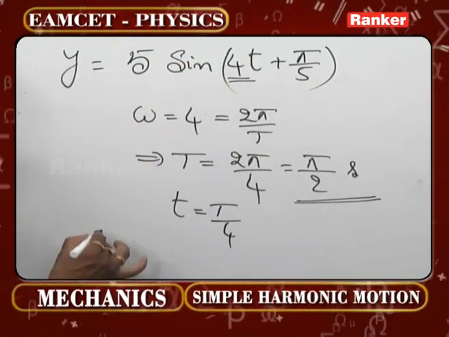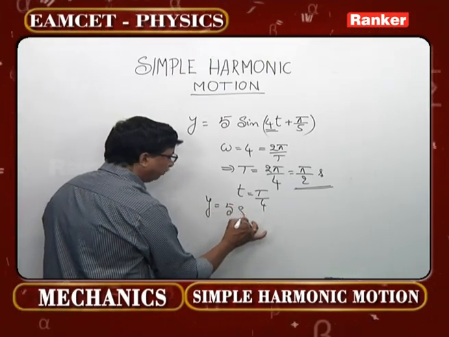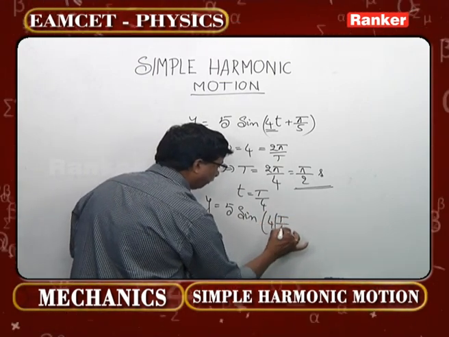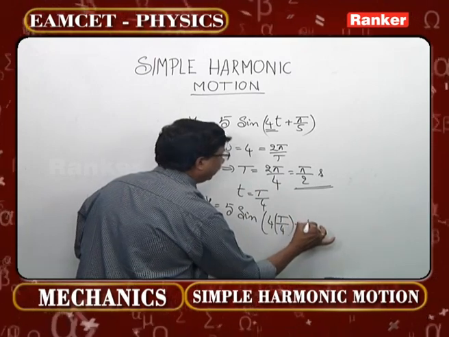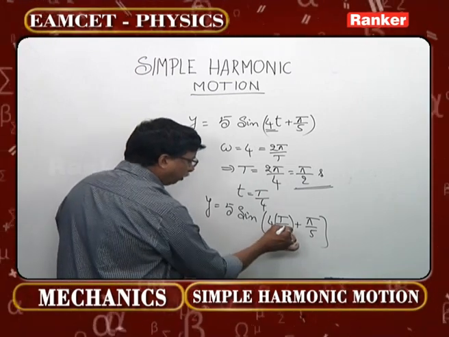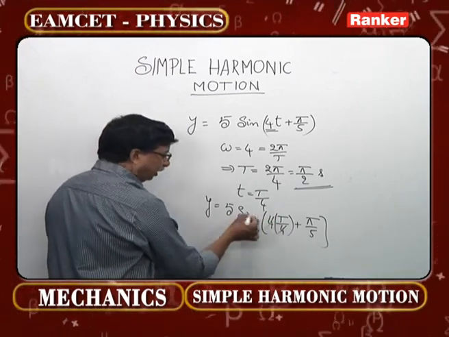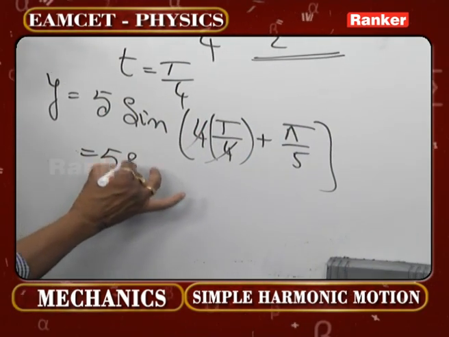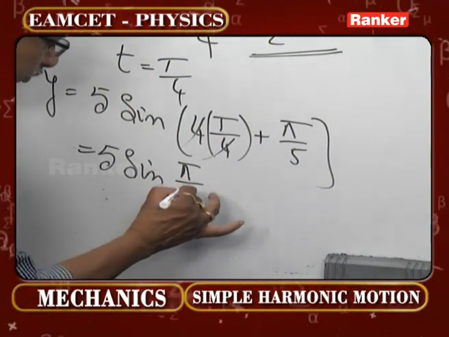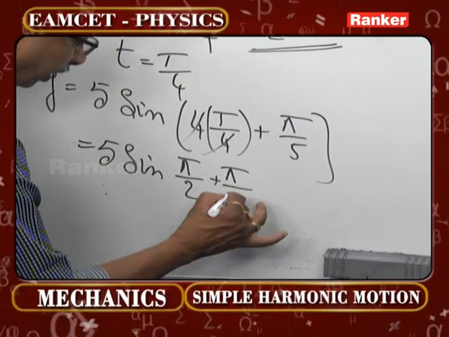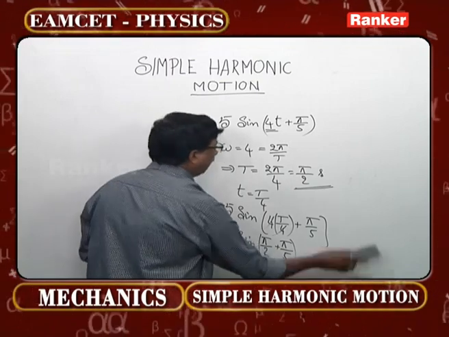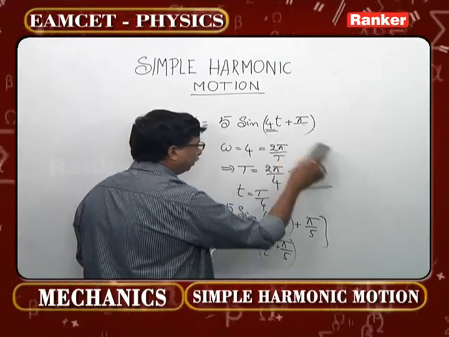So first of all, rewrite this equation. y = 5 sin(4 × T/4 + π/5), whatever we are having here. That is the concept. Now if you look, the 4 gets cancelled, directly you will be getting 5 sin of T. What is this value of capital T? Already we have got it here, π/2, plus this now is π/5. But officially in the problem it is to be given here as π/3. That is actually the concept here.